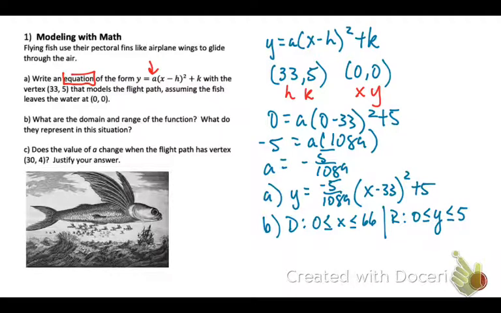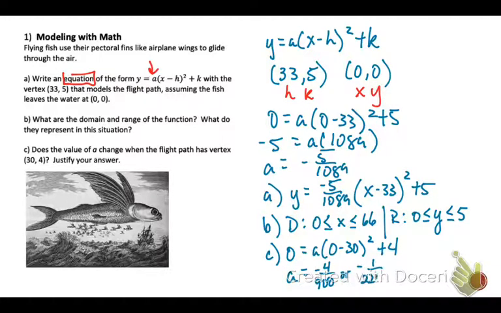C says, does the value of a change when the flight path has a vertex at 34? So this flying fish reaches a maximum height at 4 feet up, 30 feet out, and only travels a full path of 60. So yes, it does. And we can do the math to show that. So let's plug in 0,0 for x and y, because this fish also starts at 0,0, and then 34 for h and k. So our new a value simplified is negative 1 over 225.